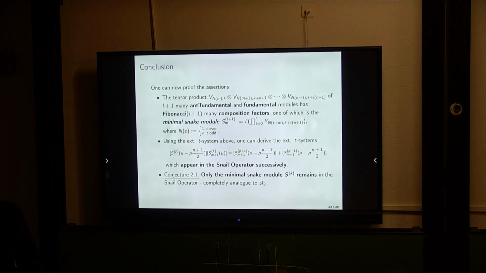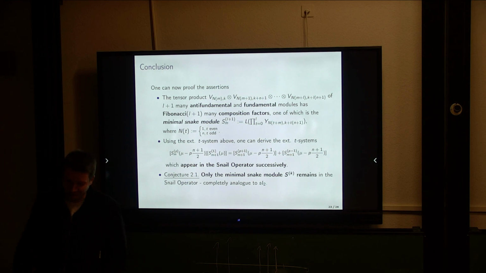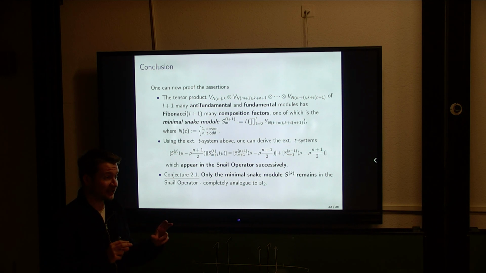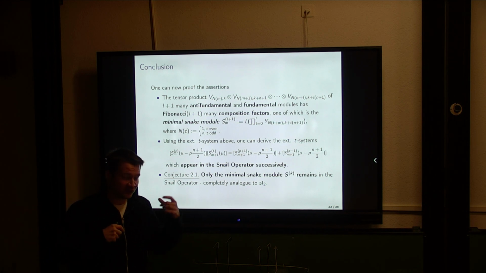Okay, but in terms of projectors, it's more than one operator. It's not like in SL2, only the higher representation. It says that there is only one irreducible representation left. I didn't say that. This minimal snake module is irreducible as a representation of the Yangian, but it doesn't mean that it is irreducible as a representation of SLN. So this is the difference between SL2 and higher rank.